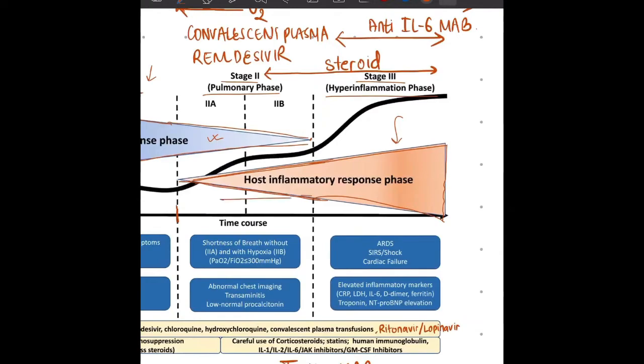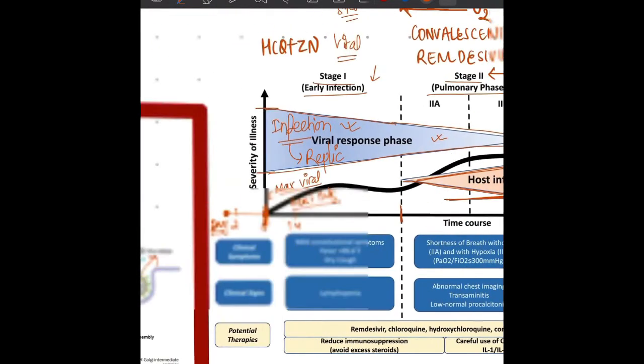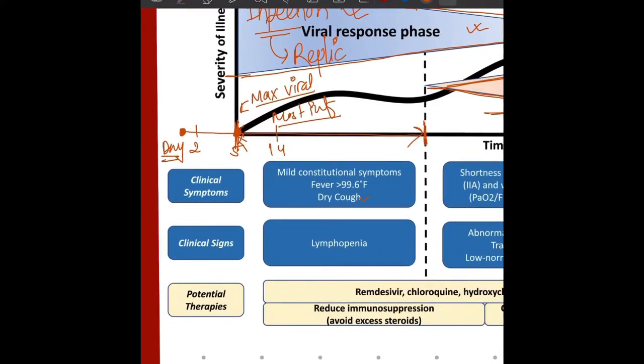Steroids are only going to act in the later phase of the disease; steroids cannot act in this phase. Why? Because there is no inflammatory component in the pathogenesis of the disease at this stage. All you want to do is decrease the viral load. Why? Because the symptoms in this phase of the disease are only because of viral load, right? And what are those symptoms? The dry cough, slight fever, these mild constitutional symptoms are only because of the viral load, and hence you would want to decrease the viral load.